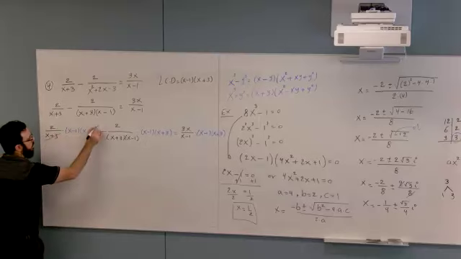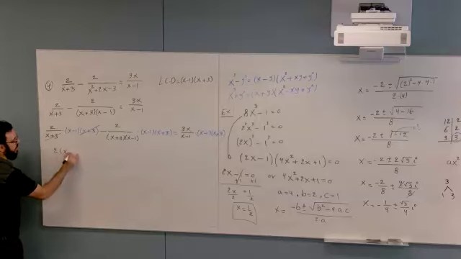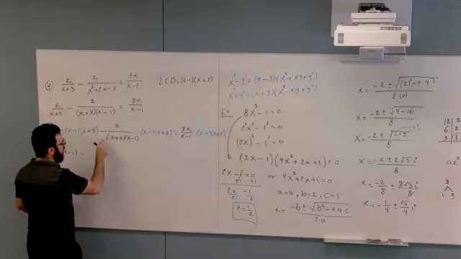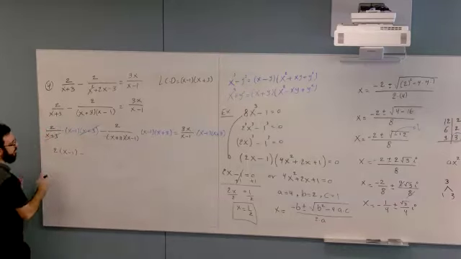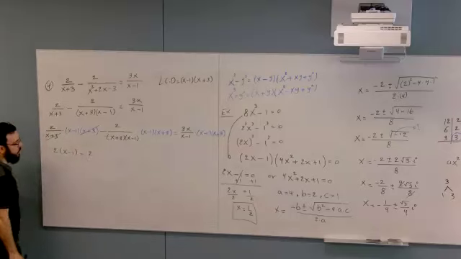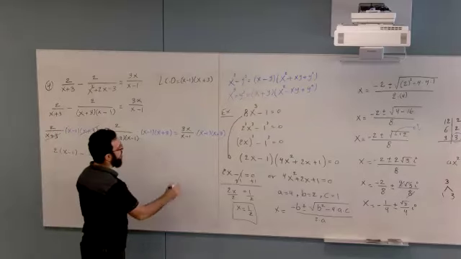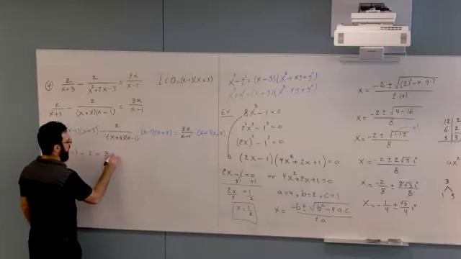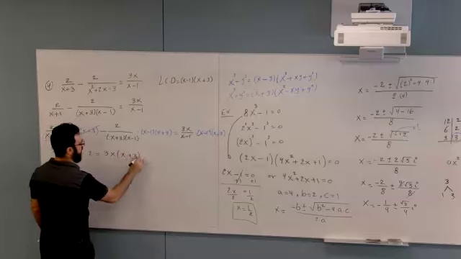Can I cancel this one with this one? What's left is 2 times x minus 1, minus. These two parentheses cancel with these two. What's left? Only 2. Equal what? Cancel, cancel. What's left? Times x plus 3, x plus 3.